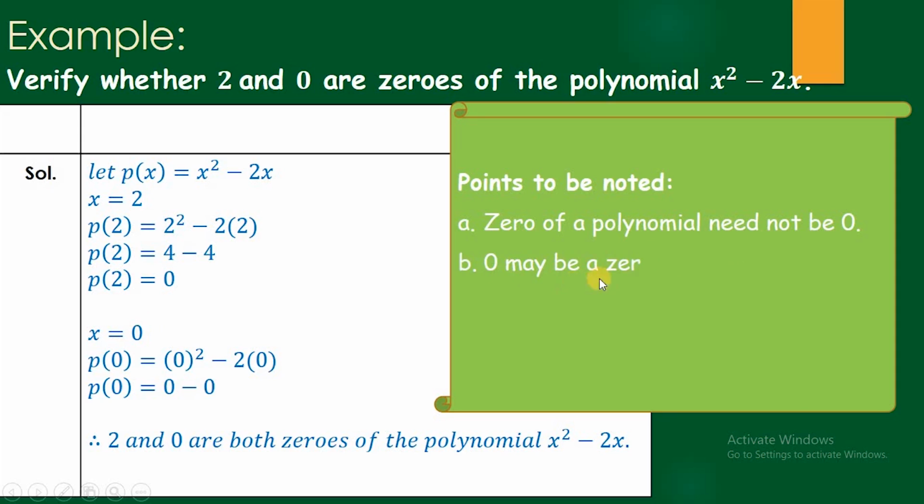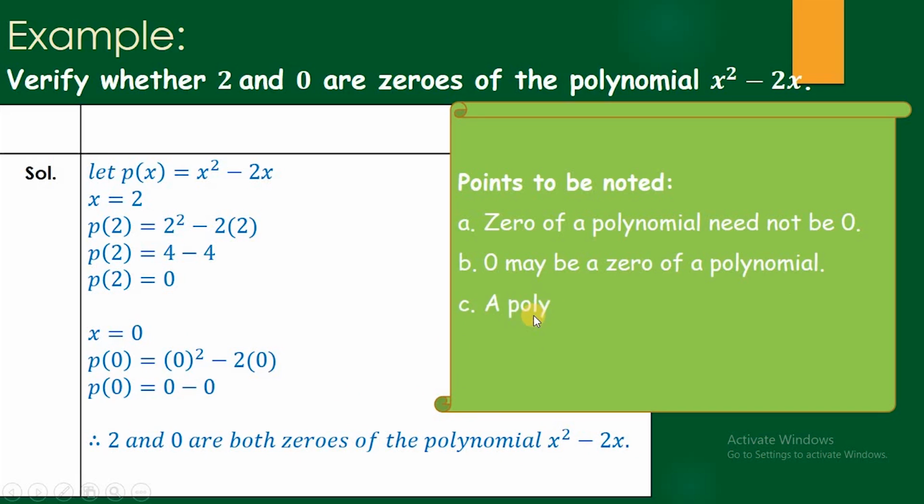Second one is, 0 may be a zero of a polynomial. Here we have an example. We put x equal to 0. Now here 0 is the zero of the given polynomial. So 0 may be a zero of a polynomial. In this example, it is clear because 0 is also the zero of the given polynomial x square minus 2x.